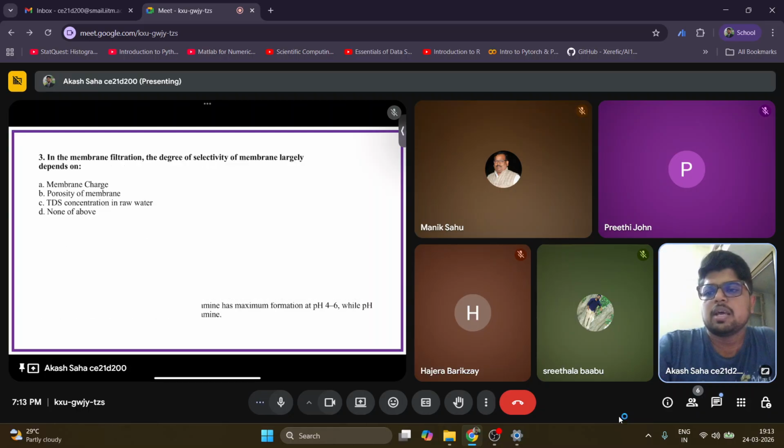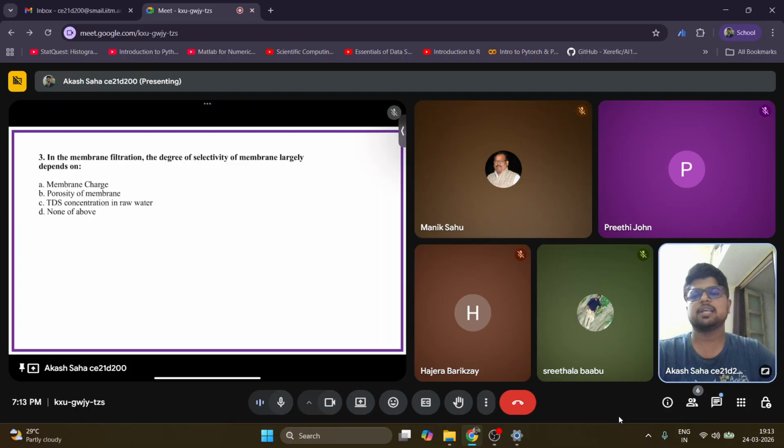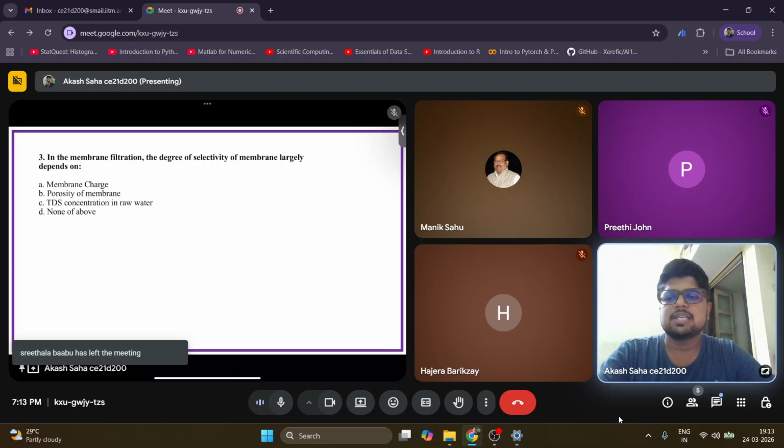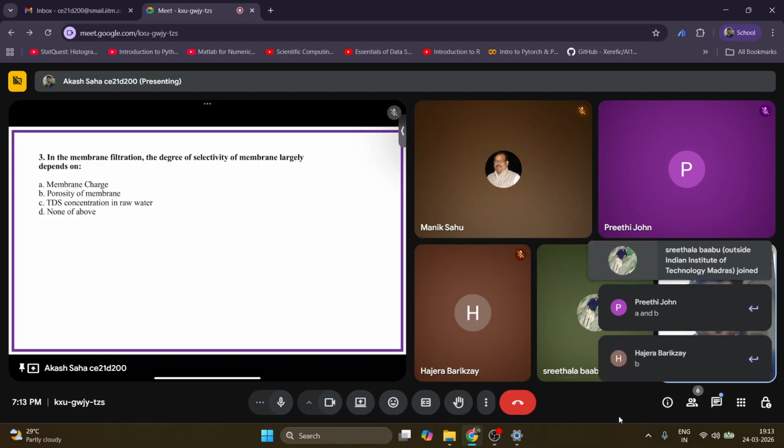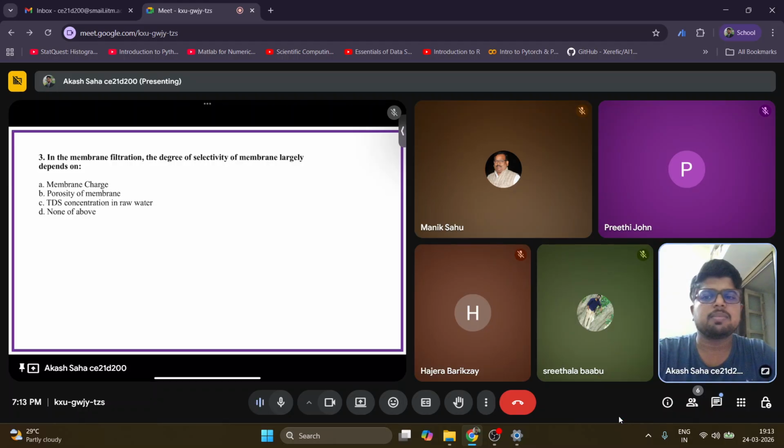Next one. In membrane filtration, the degree of selectivity of the membrane largely depends on: membrane charge, porosity of the membrane, TDS concentration in raw water, none of the above. Okay, so A and B, both the answers we are getting. What about TDS concentration in raw water? Why do you think it won't affect the selectivity of the membrane? Any particular reason for leaving that option?